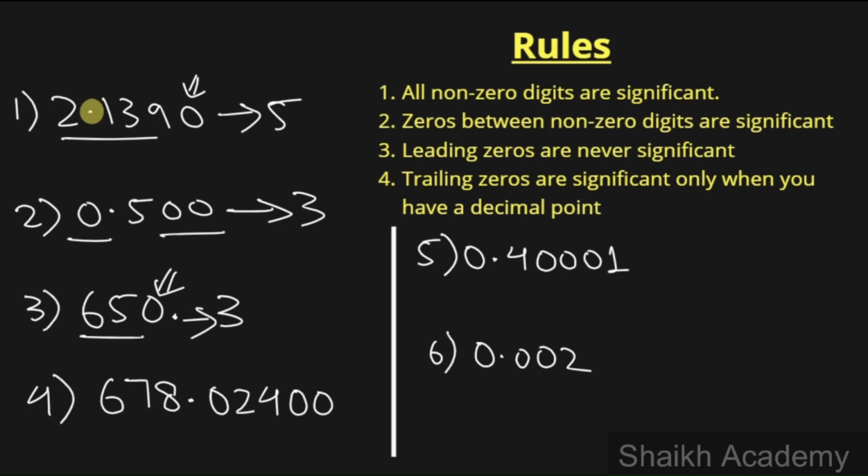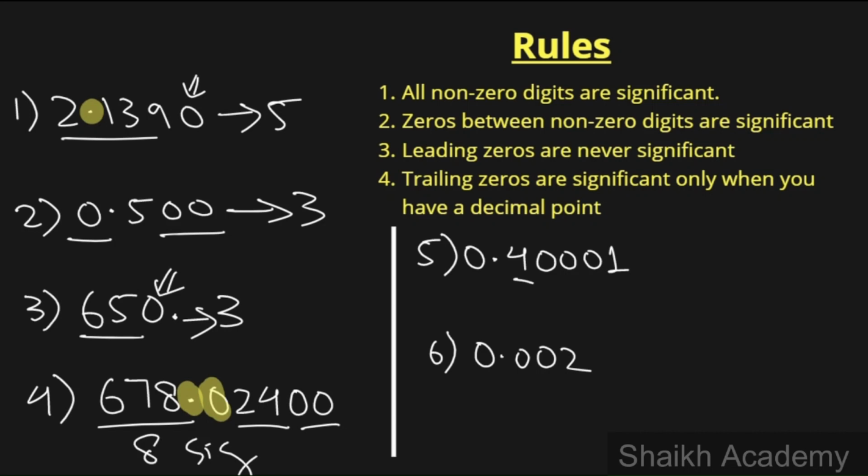Now 678.02400. These non-zero digits are significant, and this zero between two non-zero digits will also be significant. And again we have two non-zero digits, and lastly trailing zeros. These trailing zeros will also be significant since you have a decimal point here. So you have 1, 2, 3, 4, 5, 6, 7, 8. 8 significant figures.